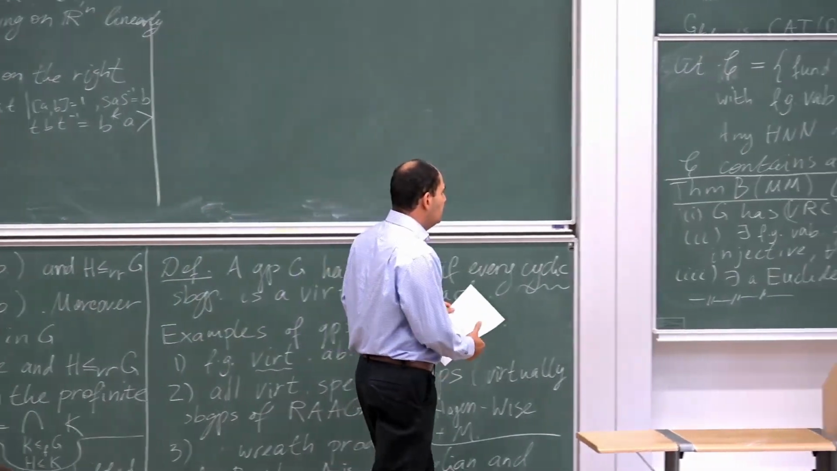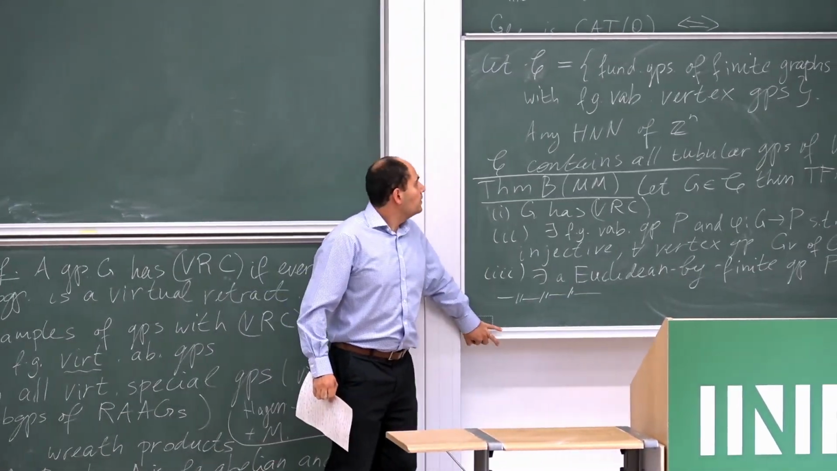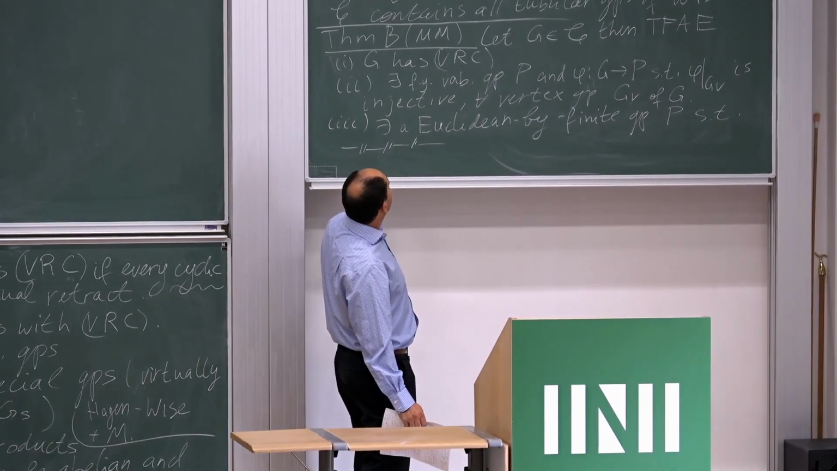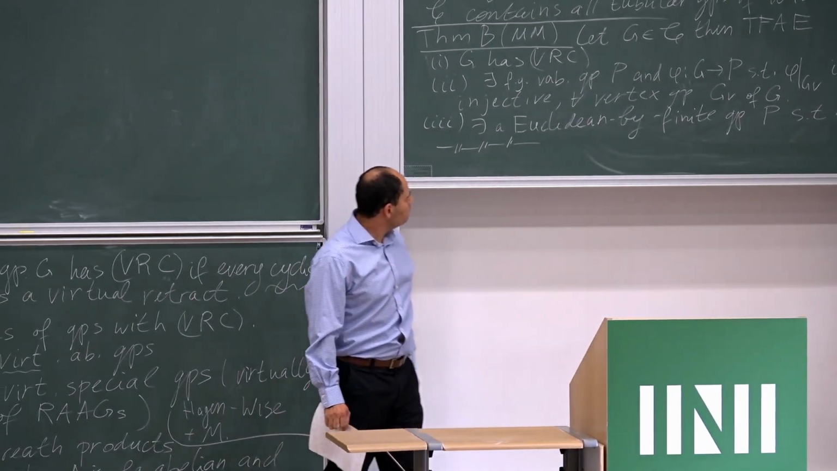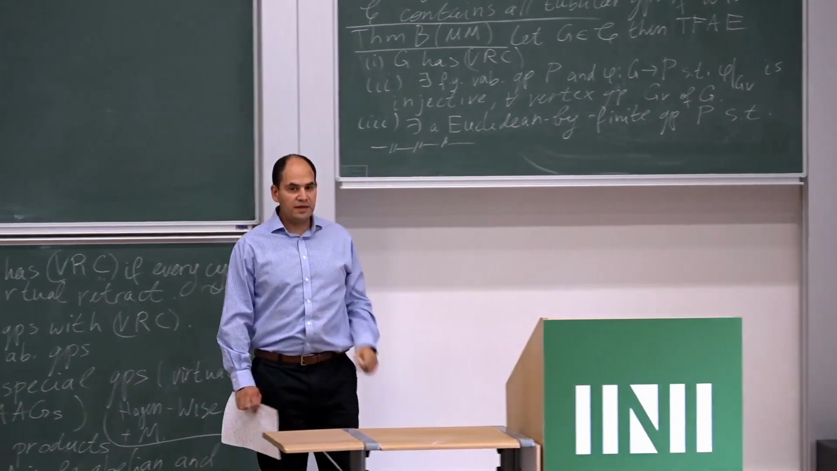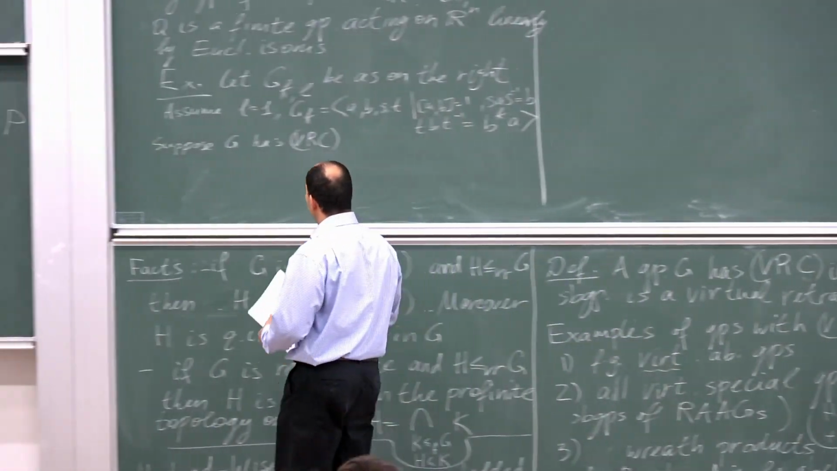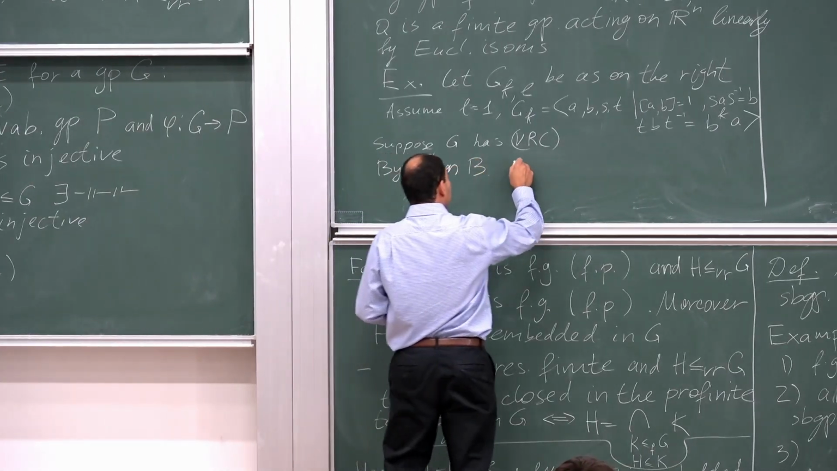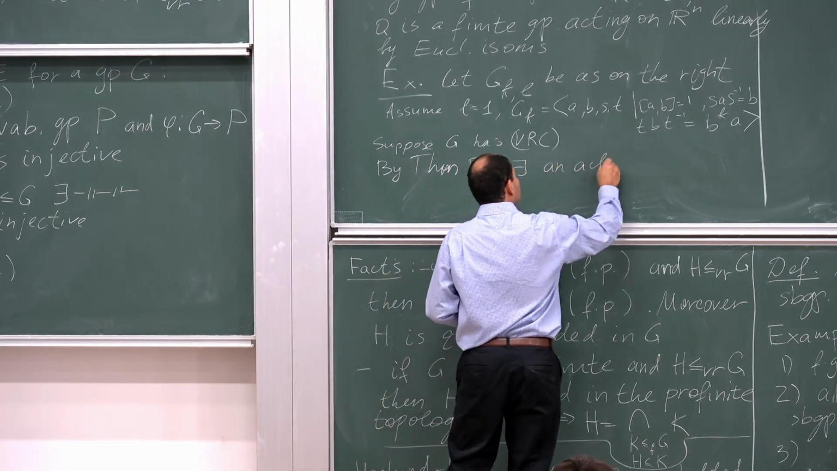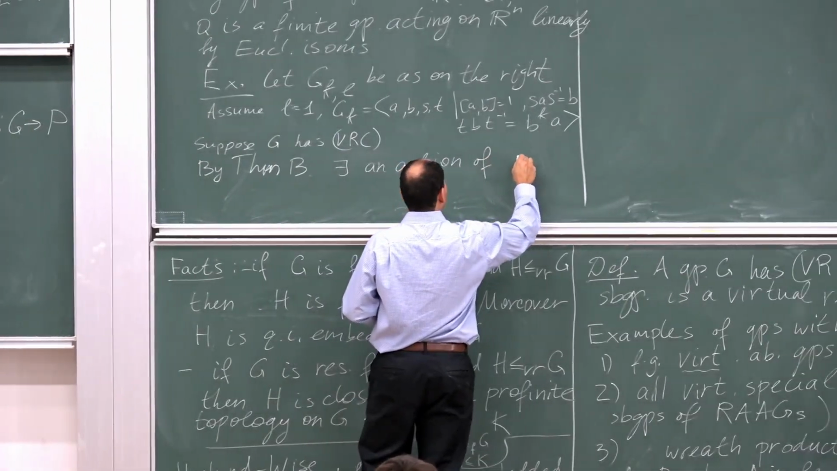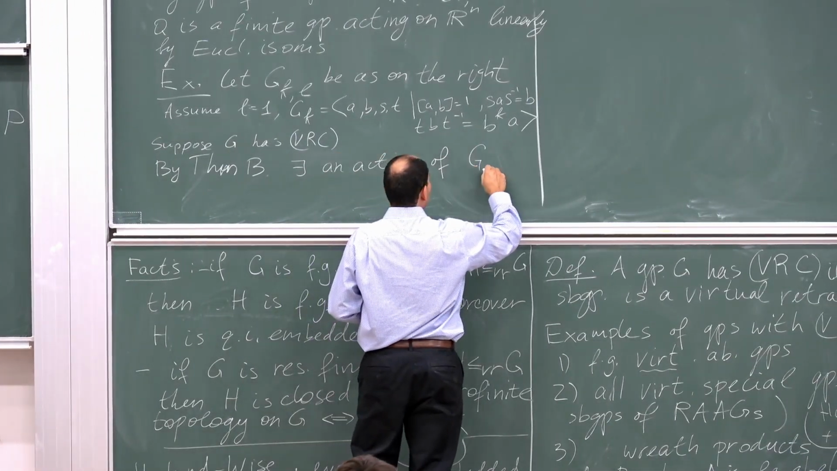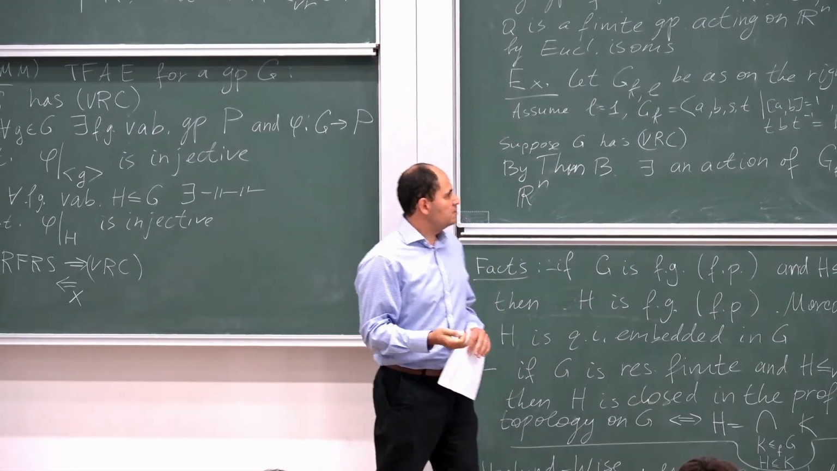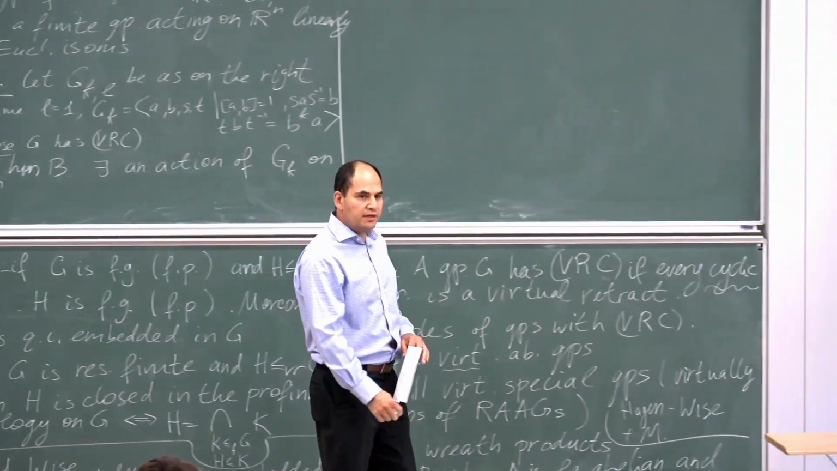Where's the theorem? Okay, this theorem applies. So we should be able to find the Euclidean by finite group, right? So by the theorem there is an action of this group G on Rn via these isometries, so via the natural action of the Euclidean by finite group.